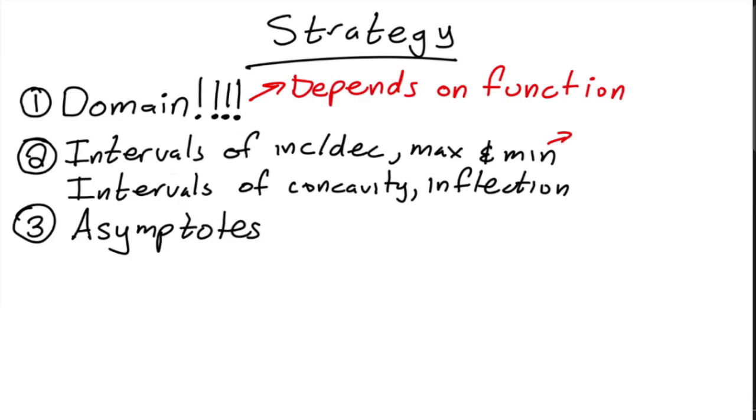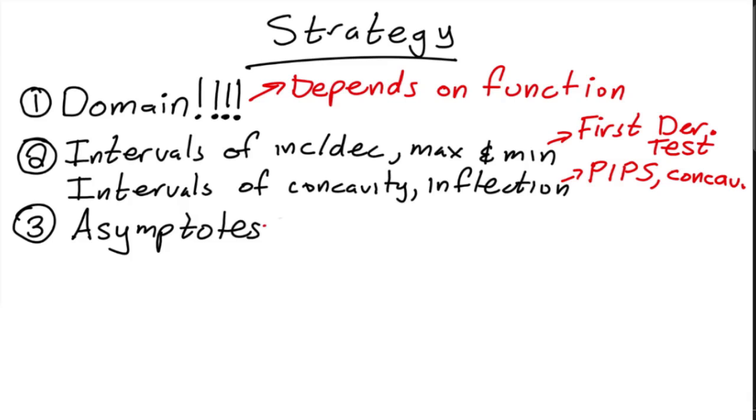Now, to find the intervals of increase and decrease, and then the maximums and minimums, you're usually going to use the first derivative test. Or, if you want, you can use the second derivative test. It's up to you. It's your call. And then to find the intervals of concavity and the inflection points, there's no name for it. It doesn't have a test. It's not called the second derivative test. But remember, you find the PIPs, and then you find the intervals of concavity and all that stuff that we've done already.